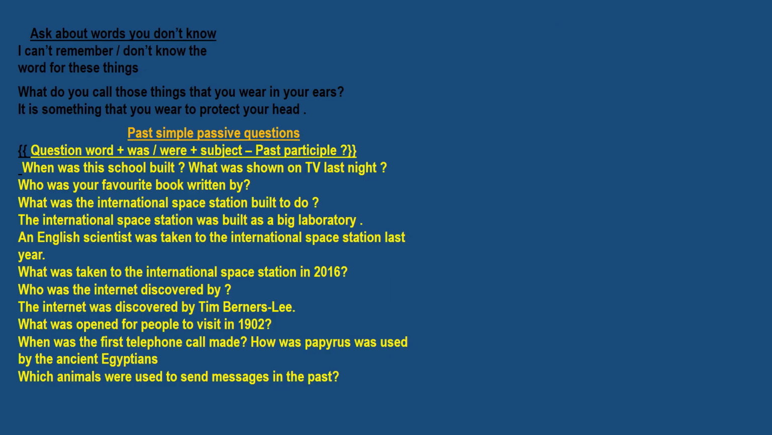If I want to ask about words I don't know or can't remember, I can ask about words for these things. Then down we have past simple and passive questions. Down, how can we form a passive question? I use a question word, the verb to be in the past, was or were, the subject, and the past participle. When was this school built?